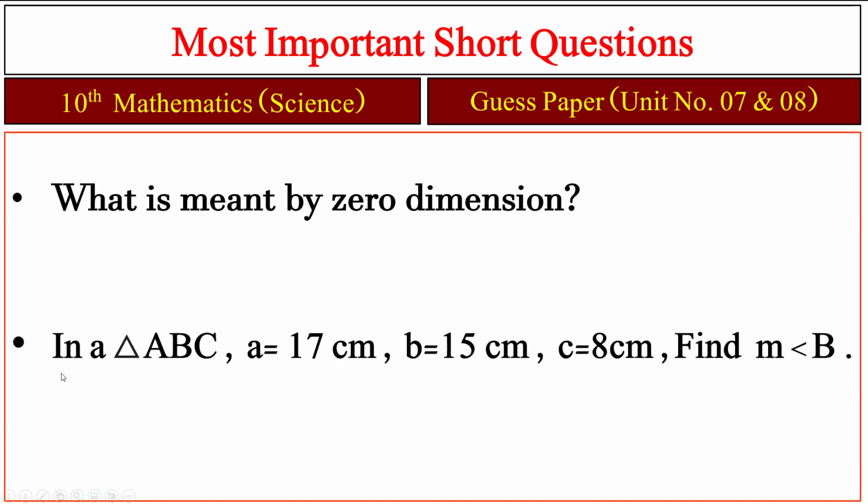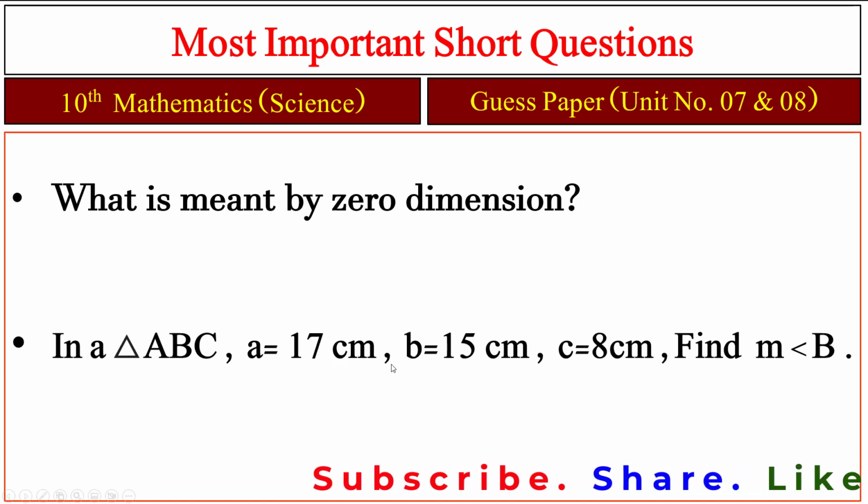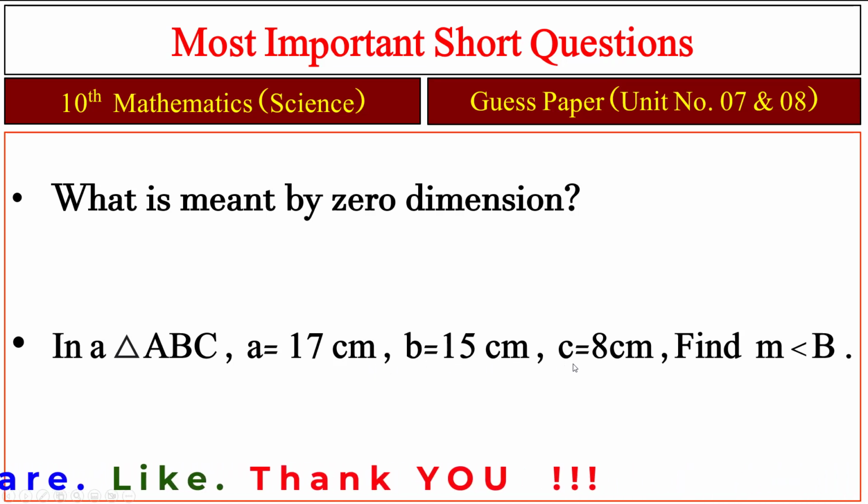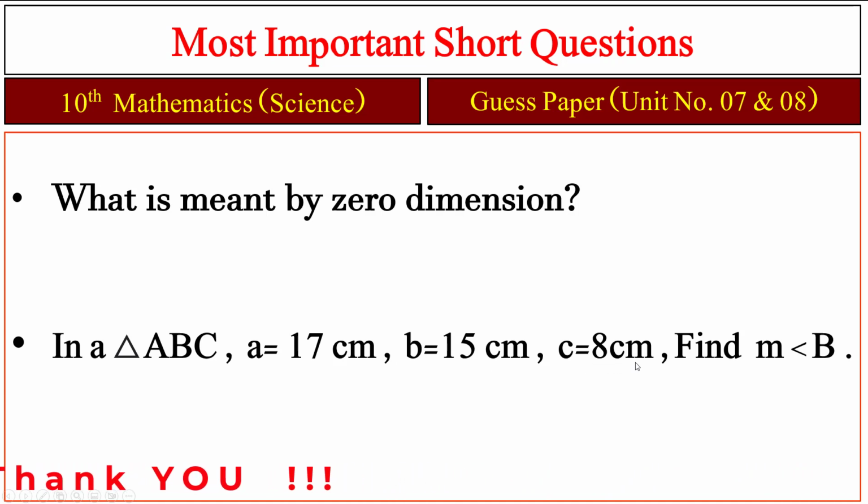And the last but not the least most important question is: in a triangle ABC, a is equal to 17 centimeters, b is equal to 15 centimeters and c is equal to 8 centimeters. We are to find the measurement of angle B.